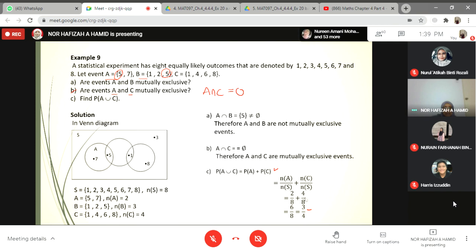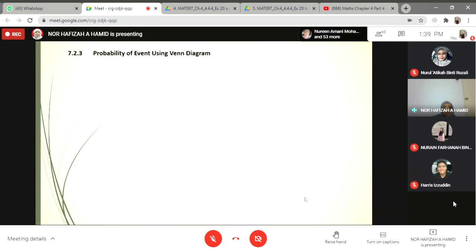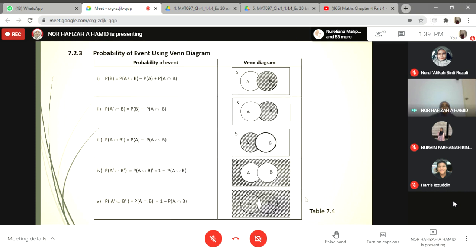Okay, last. Probability of event using Venn diagram. Yang ni, kalau kita derive formula, kalau kita tengok yang first ni, dia sebenarnya datang pada formula yang tadi. A union B equal to probability of A plus probability of B minus probability of A intersect B. Okay, so ini kena hafal lah untuk yang basic formula dia. Tapi for formula number 2, 3, 4 dengan 5, so you tak nak hafal pun tak apa. You boleh derive formula tu based on the Venn diagram.